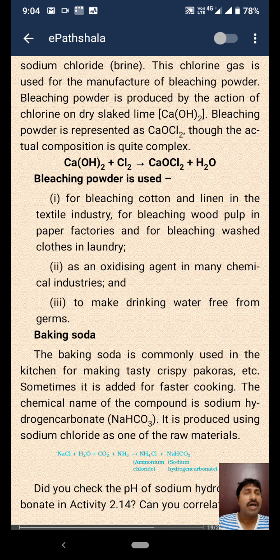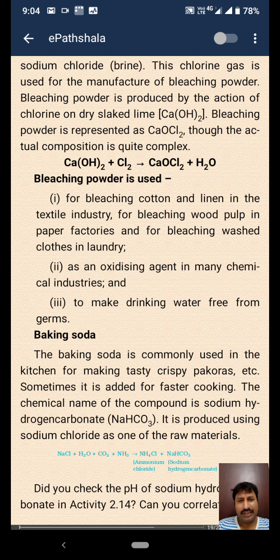What is calcium oxychloride? Bleaching powder. How and where is it used? It is used as a bleaching agent, an oxidizing agent, and a disinfectant. And what is baking soda? NaHCO3, that is sodium bicarbonate, which is extracted from sodium chloride with water, carbon dioxide and ammonia. Ammonia is a very important thing that is asked even in the examination.